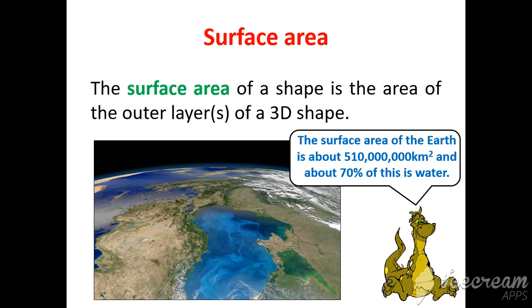Fun fact, not that you may want to know this, the surface area of the Earth is around about 510 million square kilometers, and about 70% of this is water, the oceans.